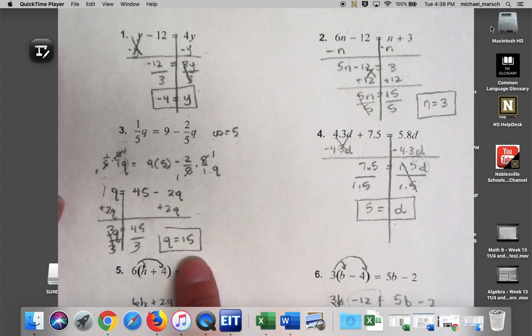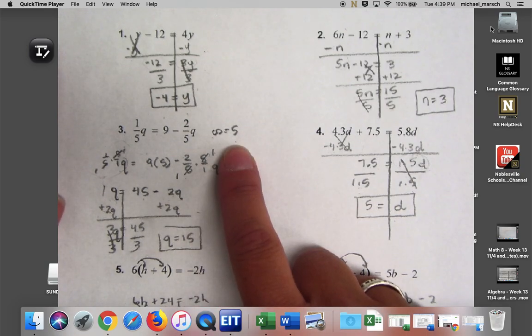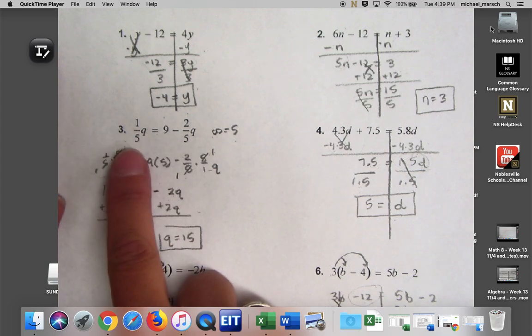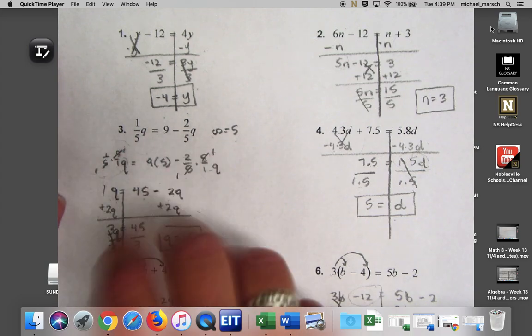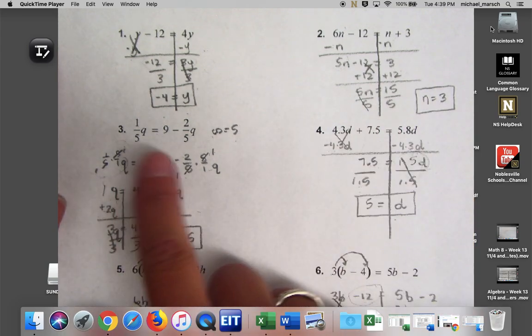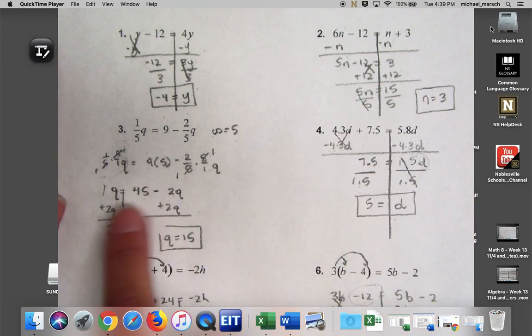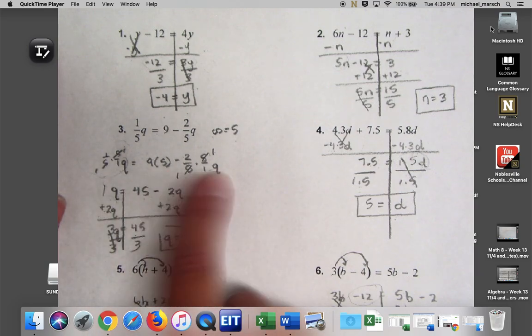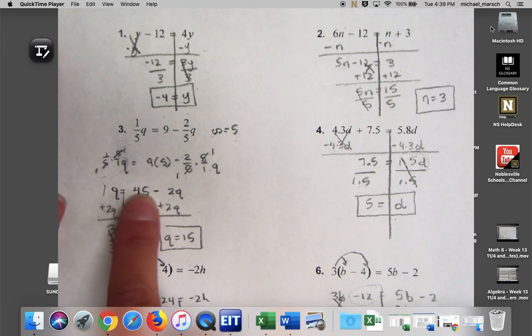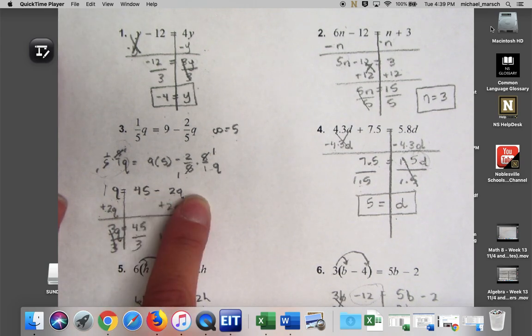Down here for number 3, I had the common denominator of 5. Remember, that meant I could multiply everything, or actually I have to multiply everything by 5. If I'm making everything 5 times bigger, then everything has to be 5 times bigger. So when I multiply everything times 5, I end up with a q, and I have the secret little 1 there. 1q equals 45 minus 2q.